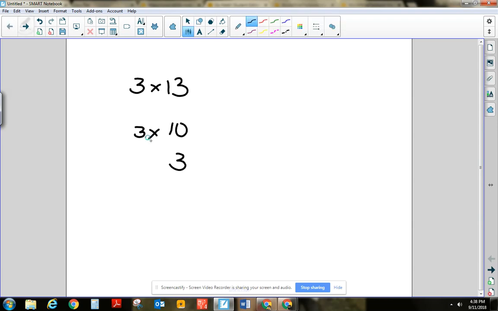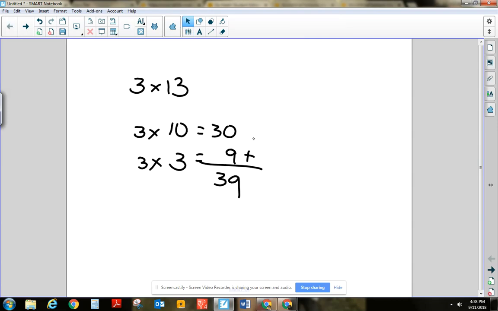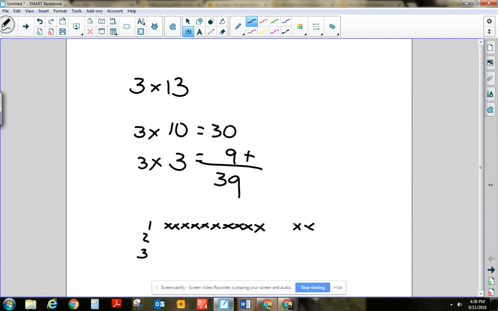Okay? So 10 plus 3 is still 13. We're still doing 3 times, right? 3 times 10 is 30. 3 times 3 is 9. I just add my numbers together. Boom. 3 times 13 is 39. This is what it looks like as an array. So we have 1, 2, 3 rows. Now I'm going to do 10 and then 3. So I could do this 3, 4, 5, 6, 7, 8, 9, 10, and then 1, 2, 3.